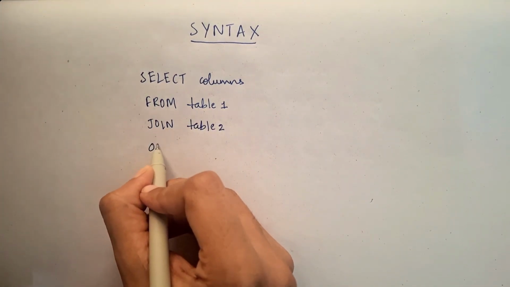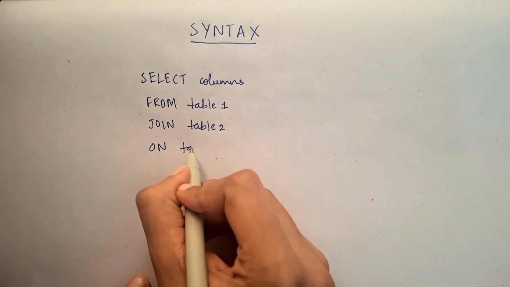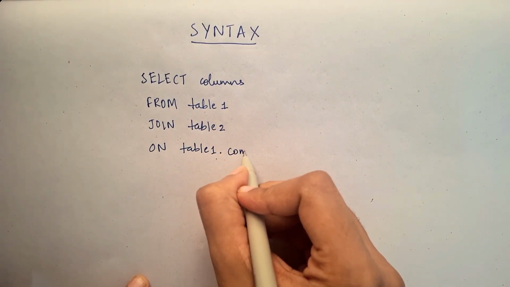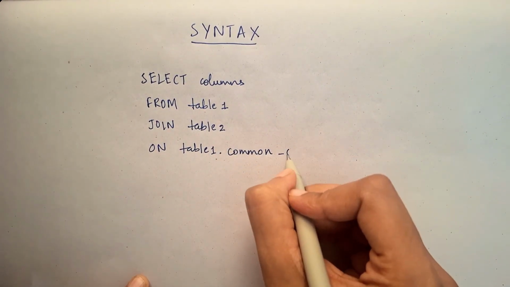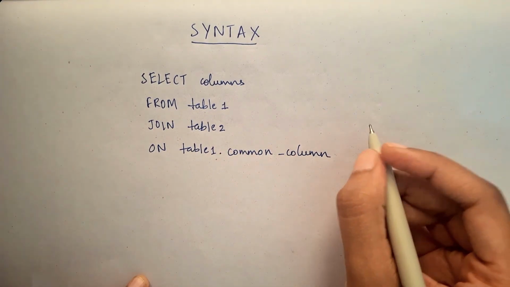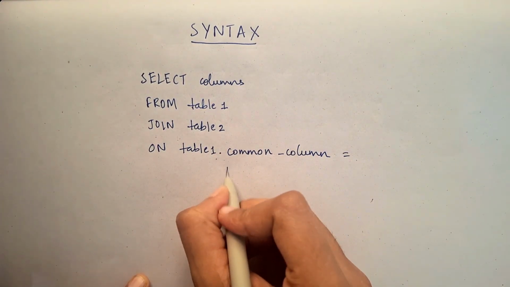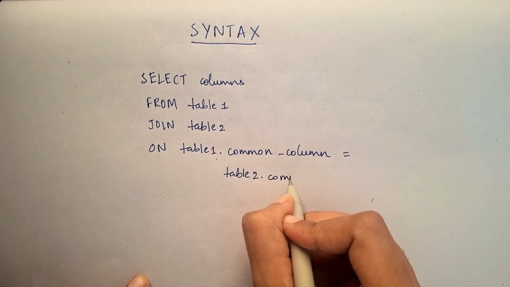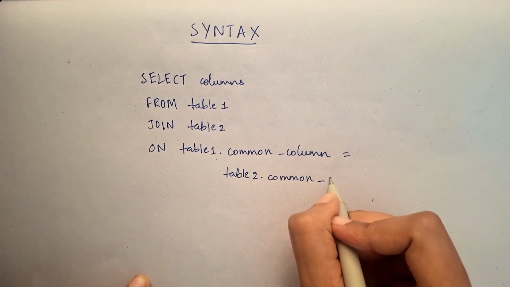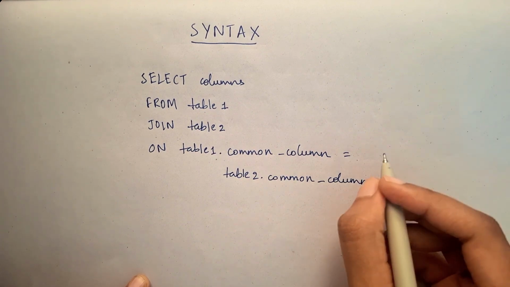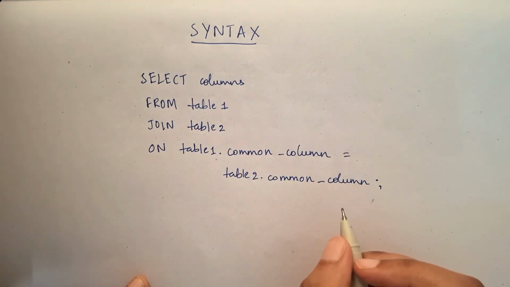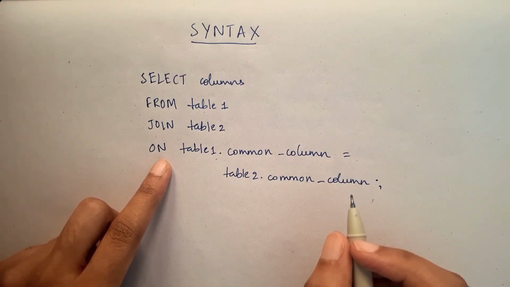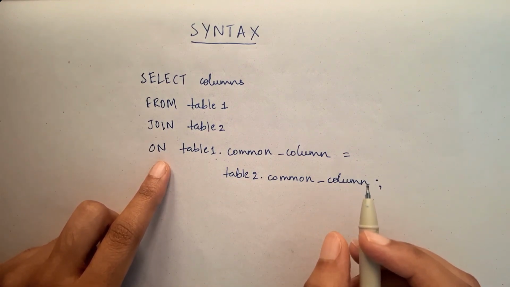So, I write on table 1 dot common column is equal to table 2 dot common column ending with a semicolon. So here the most important part is the ON condition, because that's where we connect both tables using the common column.